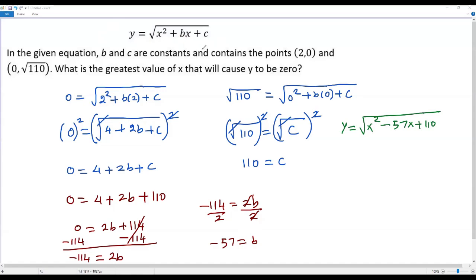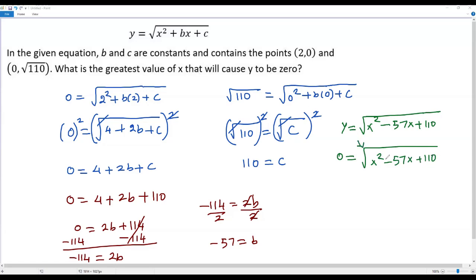Now our aim is to get the greatest value of x that will cause y to be 0. So that is the greatest value of x which makes y 0. For that, I have to plug in y equal to 0 and solve for x in this given equation. So let me plug in y equal to 0. Then I'm getting 0 is equal to the square root of x square negative 57x positive 1 and 10.